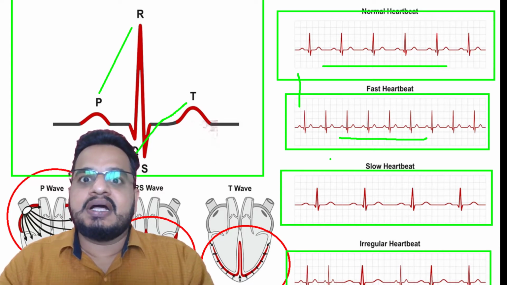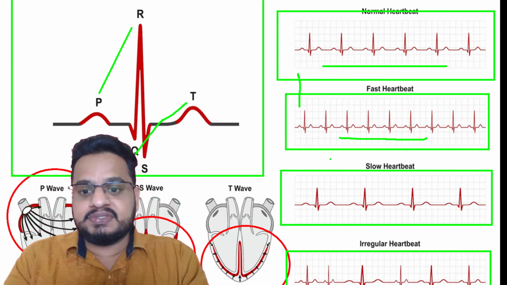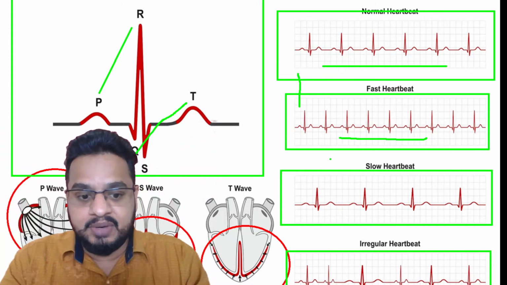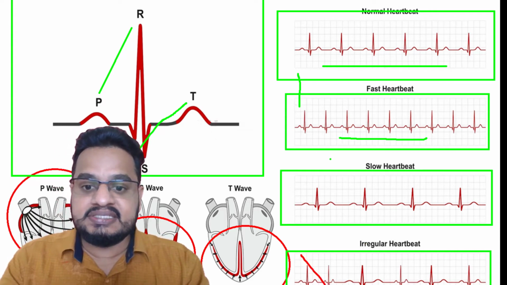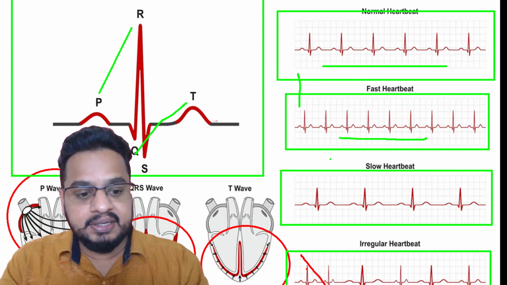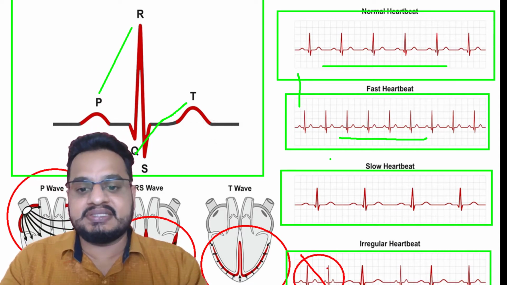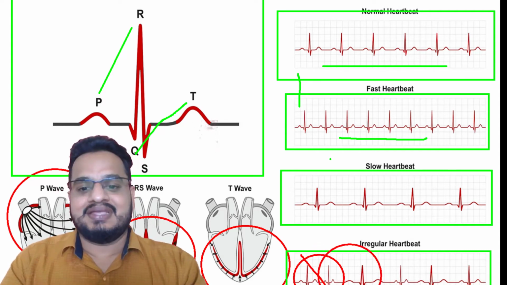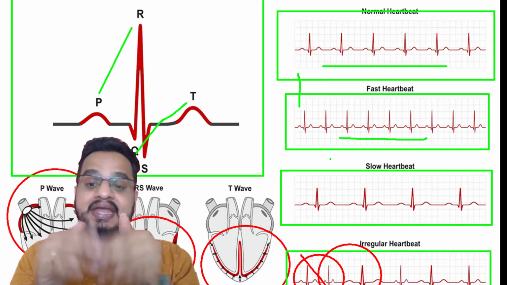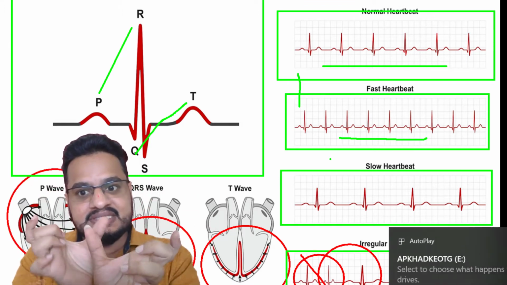That is the distance between the first two P waves, and what I'm talking about is, check this one. Here you can see the distance between, see here, it's very less compared to here, isn't it? In case of slow, everything is slow, but the distance is the same.